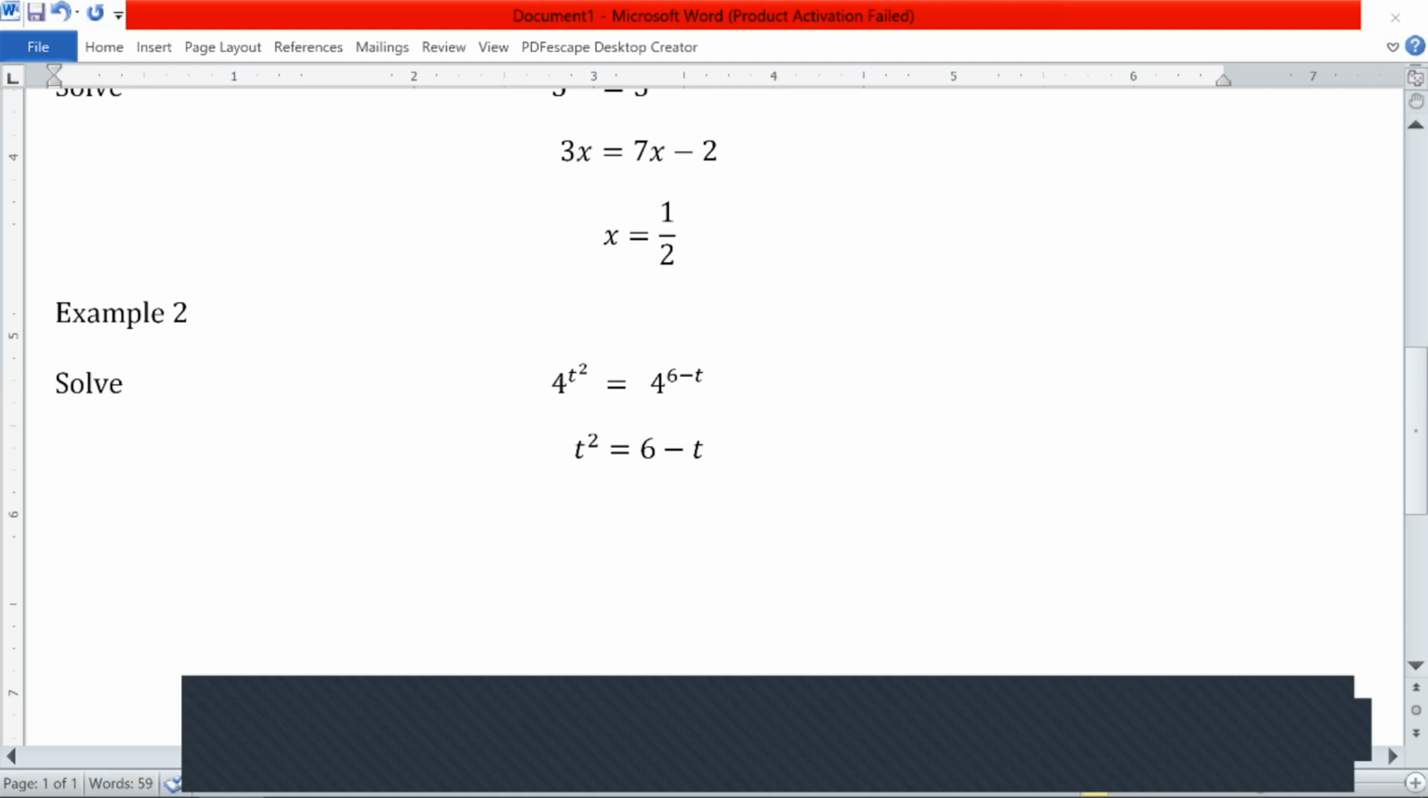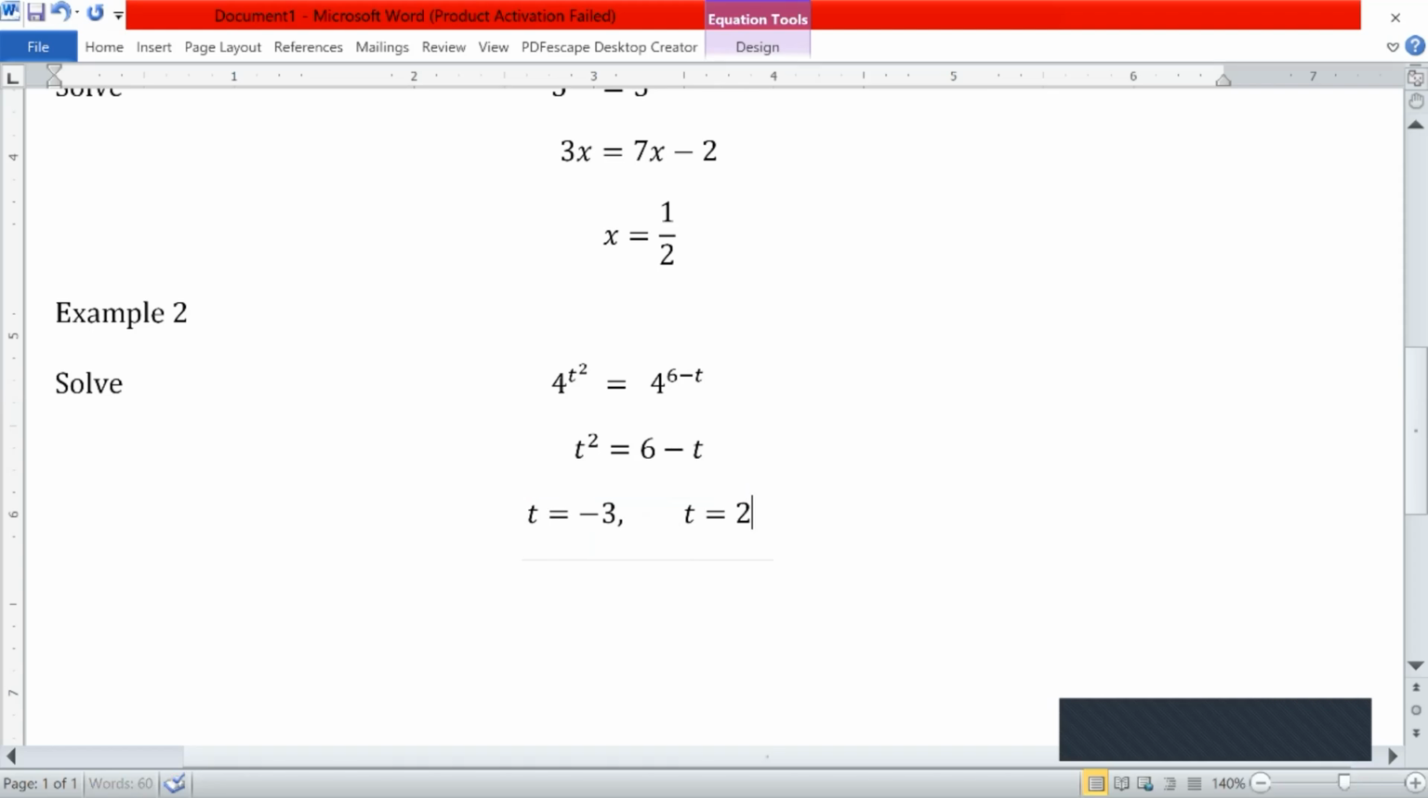So the answers are minus 3 and 2? Yes. I hope no one needs me to show the rest of the working from this step onwards. It's a quadratic, so I will just tell you what the two answers are: t equals minus 3 or t equals 2. Those are the two answers, so you get two answers here. Right, here's another one.